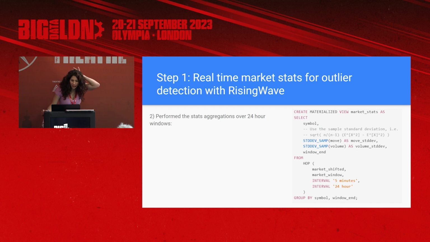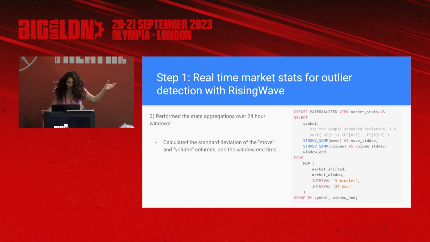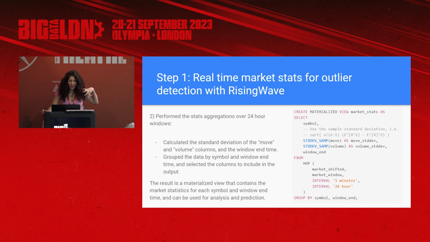Okay, so then we performed the stat aggregations over 24-hour windows. So we basically calculated the standard deviation of the move and the volume columns and the window end time. And then we grouped the data by symbol and window end time, and then selected the columns included in each output. And then the result is a materialized view that contains the market statistic for each symbol and window end time that can be used for analysis and prediction.